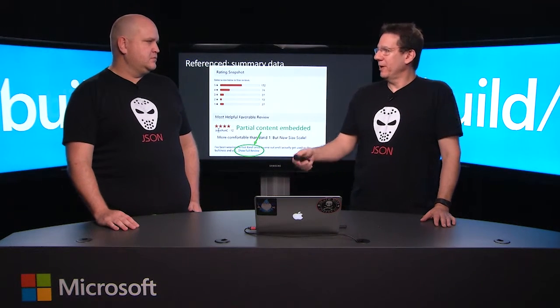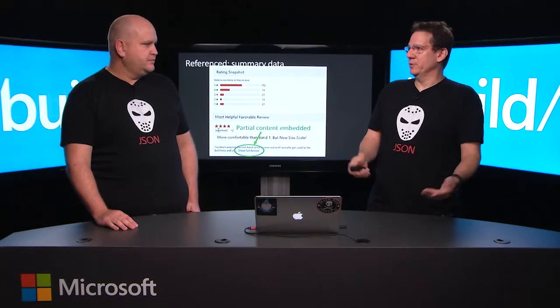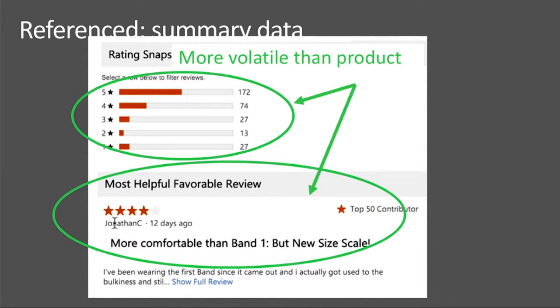Right. That would be quite a load on the server if everybody is just viewing and surfing different products without actually drilling down. Yep. So in this case, we might have some partial content embedded where we have a snippet of a review and then a link to the full review, right? And then think about volatility. We just got done talking about volatility. The product itself, that'll rarely change. Maybe the price every now and then, but the number of stars, that changes often. And the most helpful, favorable review, that'll change at, again, a different volatility.